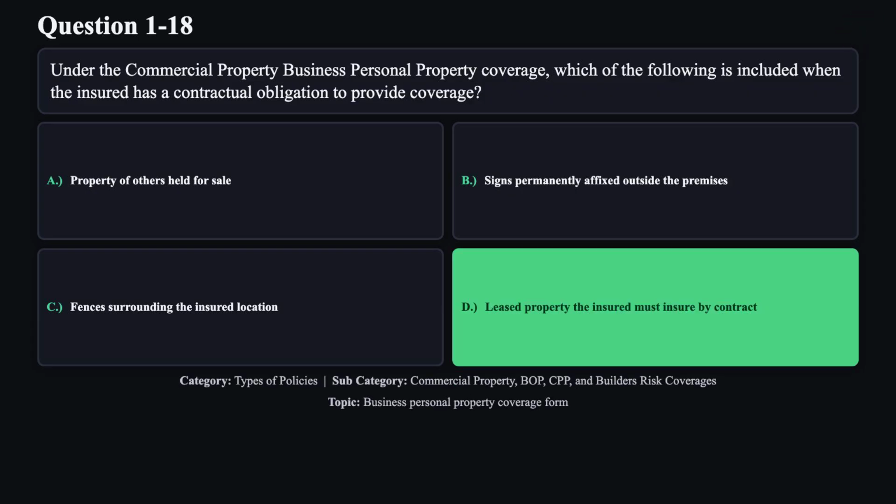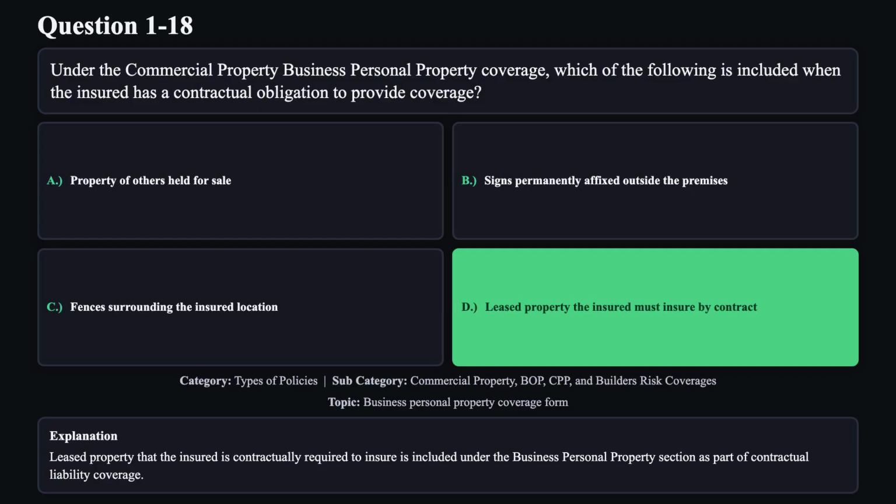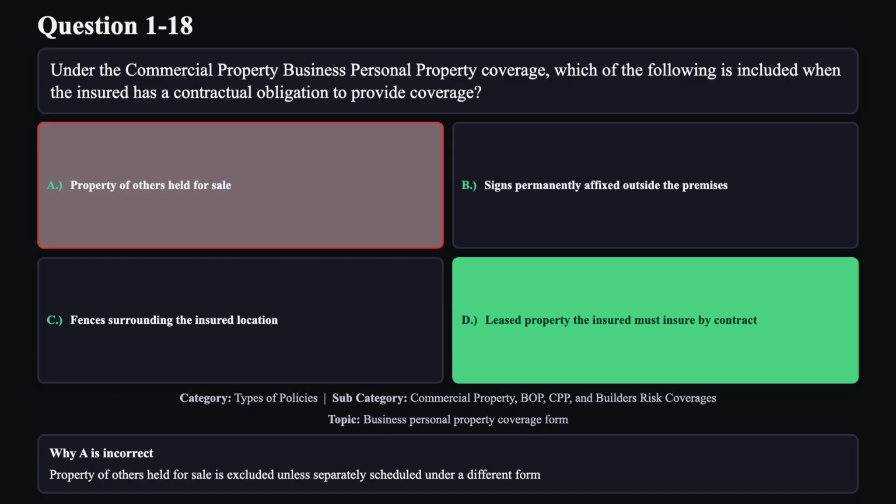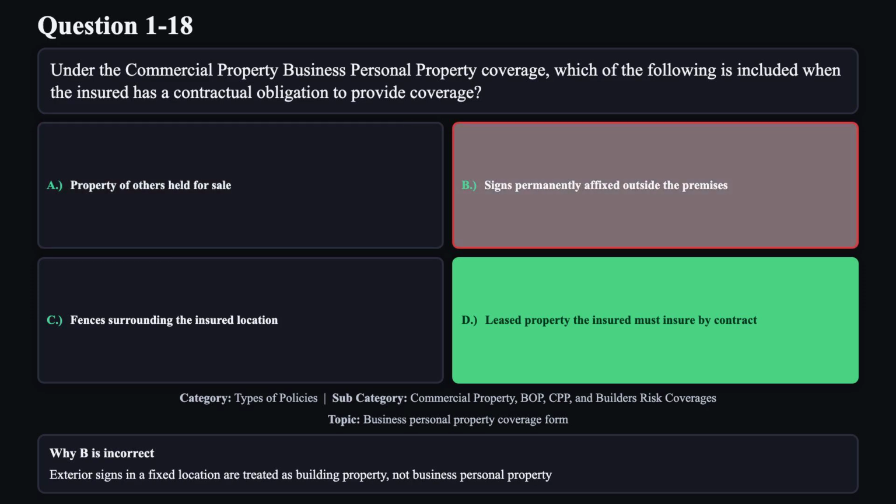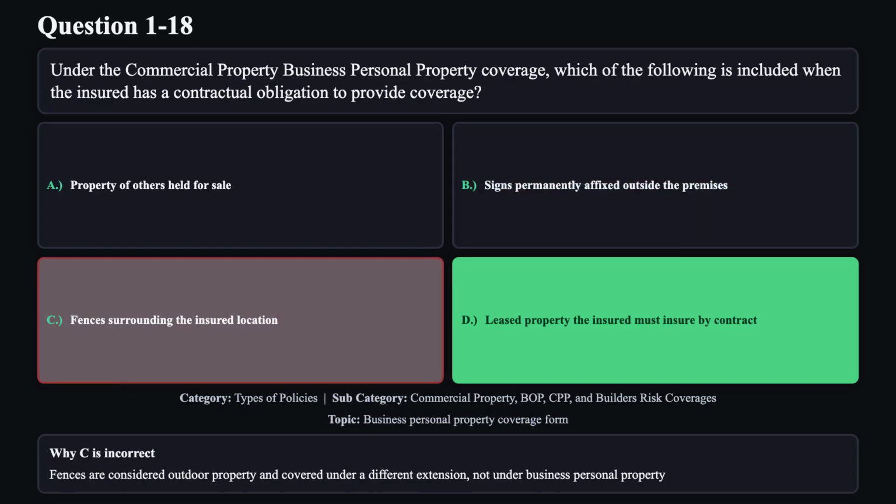The correct answer is D. Leased property that the insured is contractually required to insure is included under the business personal property section as part of contractual liability coverage. Reason A is not correct. Property of others held for sale is excluded unless separately scheduled under a different form. Reason B is not correct. Exterior signs in a fixed location are treated as building property, not business personal property. Reason C is not correct. Fences are considered outdoor property and covered under a different extension, not under business personal property.